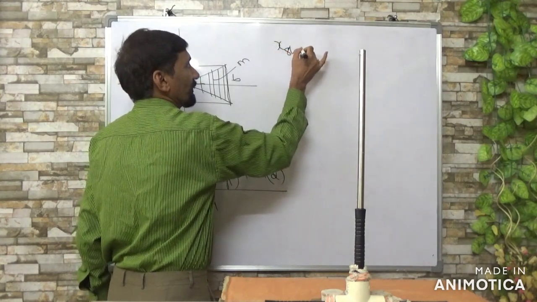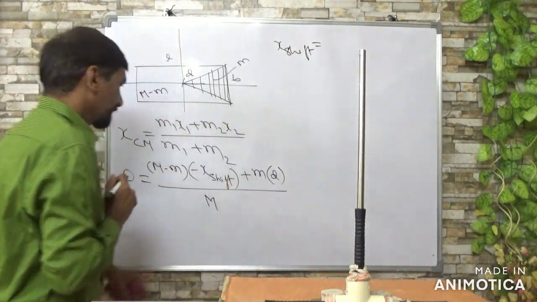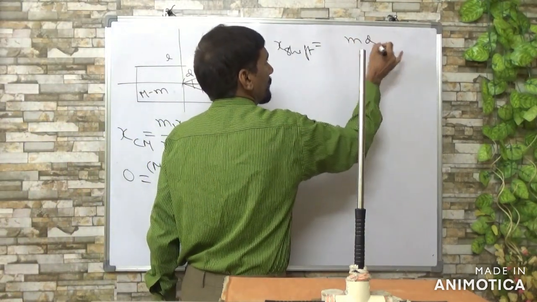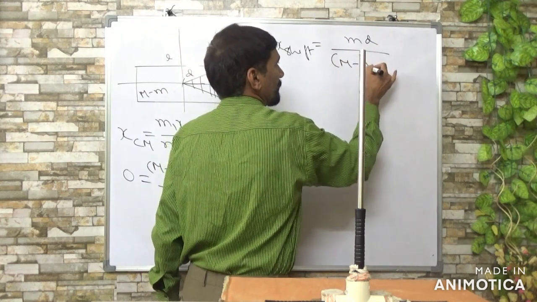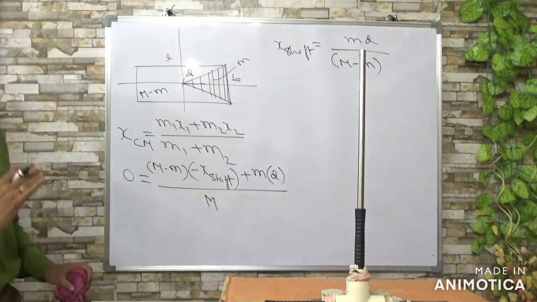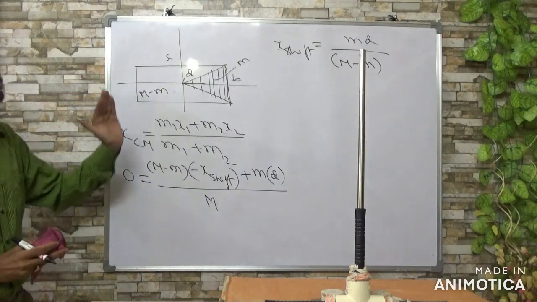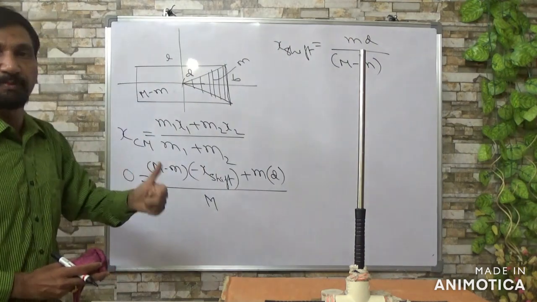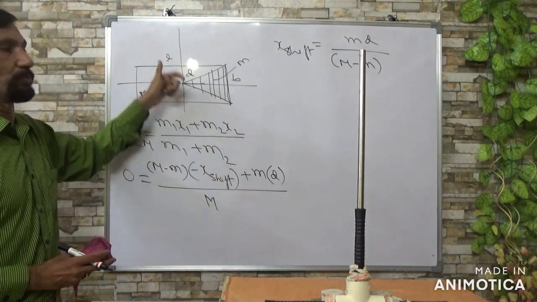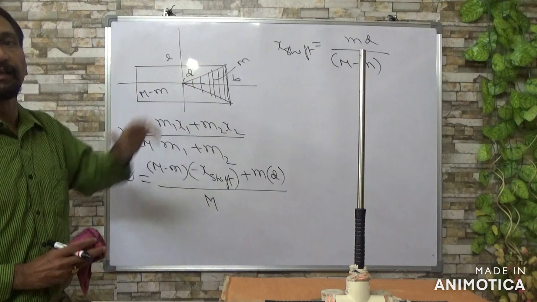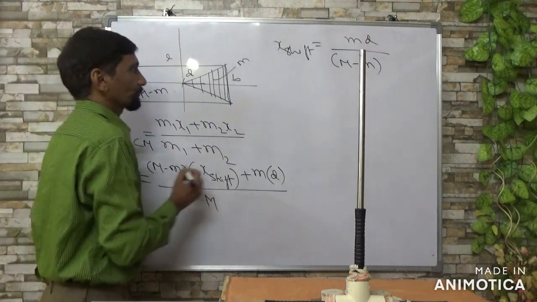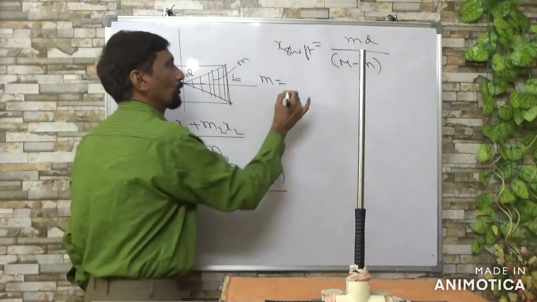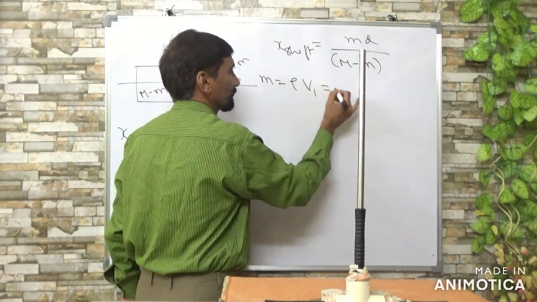X shift is equal to MD by remaining mass. So remember, whenever you want to find X shift, it is removed mass by remaining mass into distance. Distance means from the center of the first one to the center of the cut one. Now, the mass of the cut one.